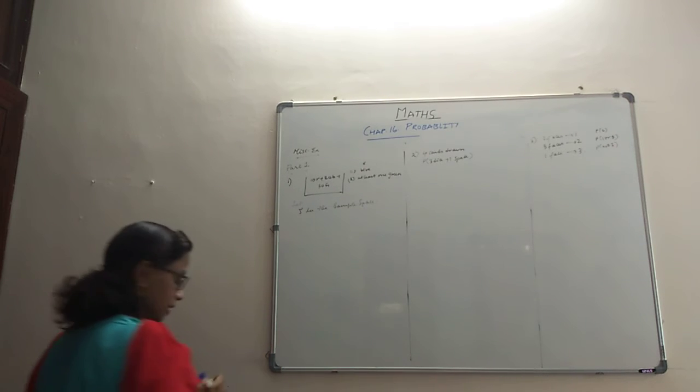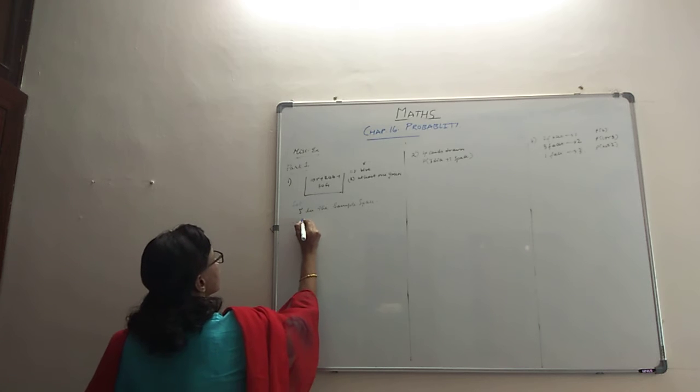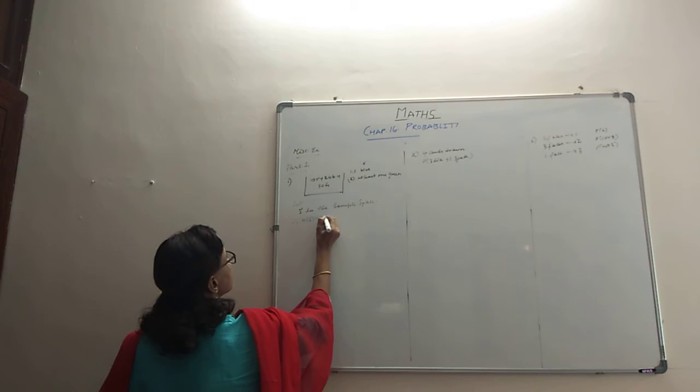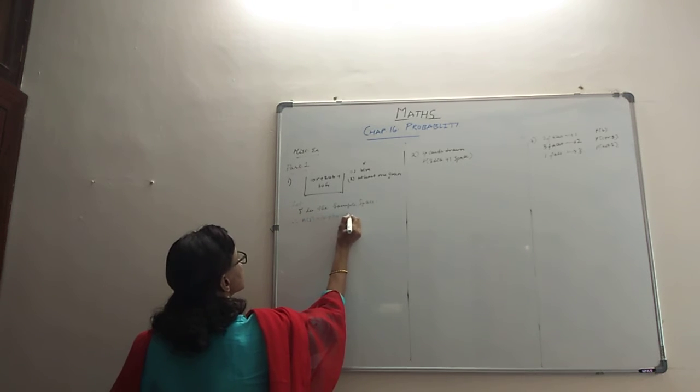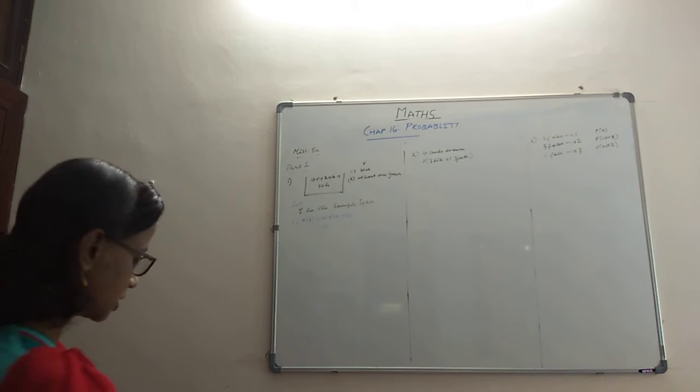What will happen? You will have S made up of how many elements? Therefore n of S will be 10 plus 20 plus 30, which is 60 in number.